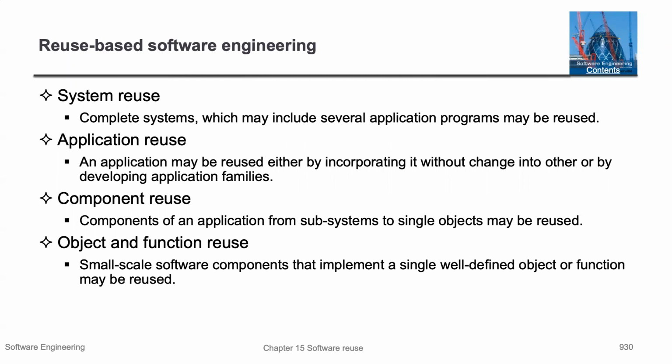So for system reuse, this is a complete system which may include several application programs that are combined to be used. You can have application reuse, where an application may be reused either by incorporating it without changes into another, or by developing application families. You can have component reuse, where components of an application from subsystem to single objects may be used. And finally, you can have object and function reuse. This would be where small scale software components that implement a single well-defined object or function are reused.